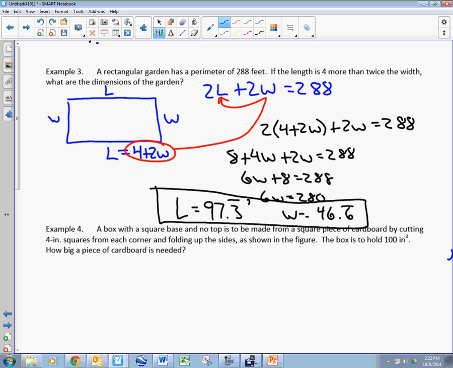Yeah, technically we should put feet. If you forget it on the test, I'm not going to mark it wrong. But if we prepare for the AP Calculus test in the future and you don't put it, you would be marked wrong. So you have to have it for your tests.